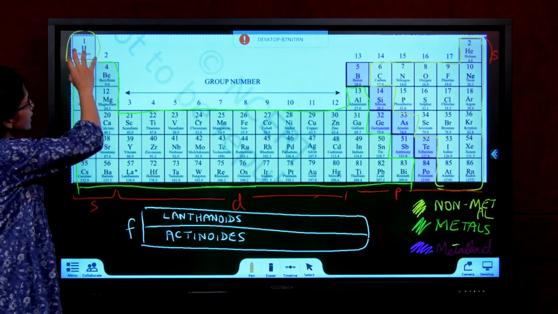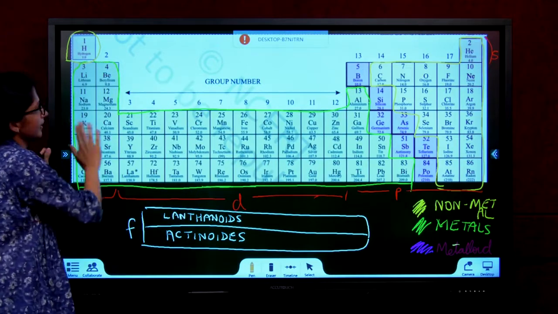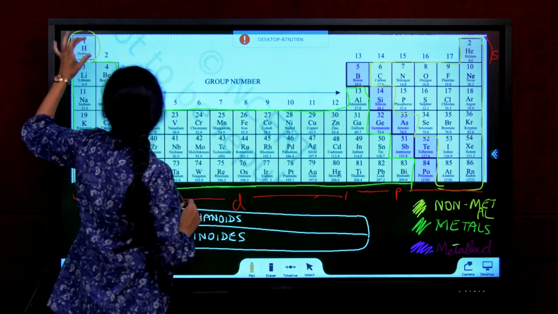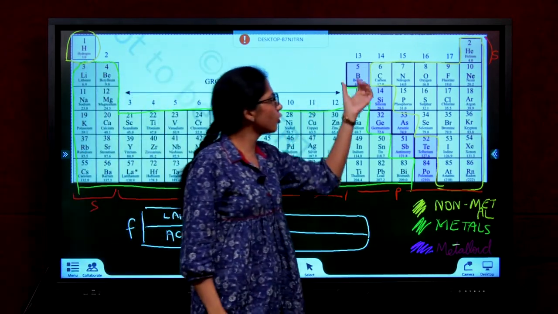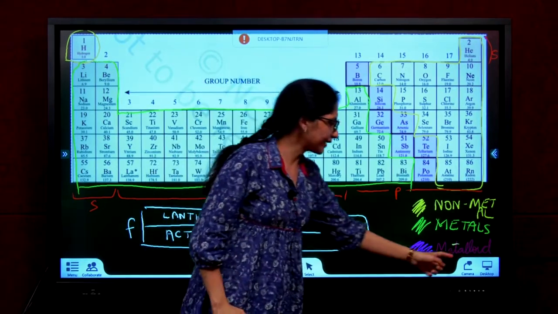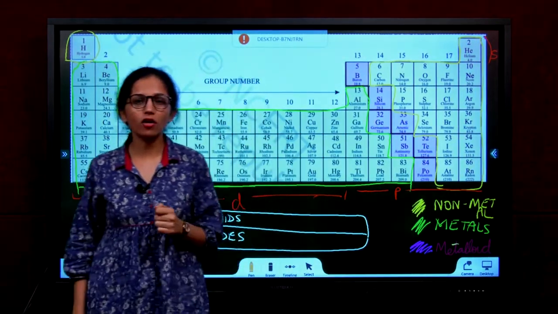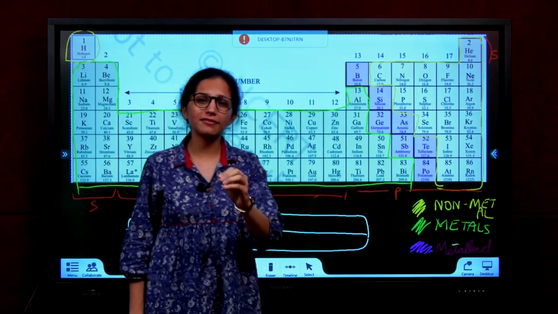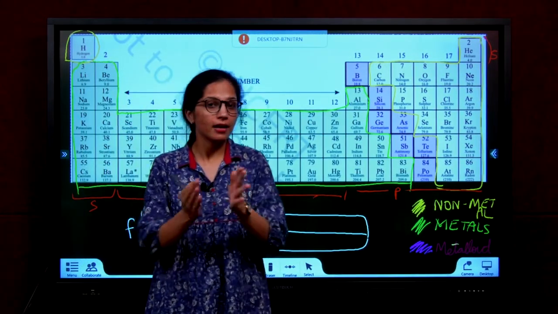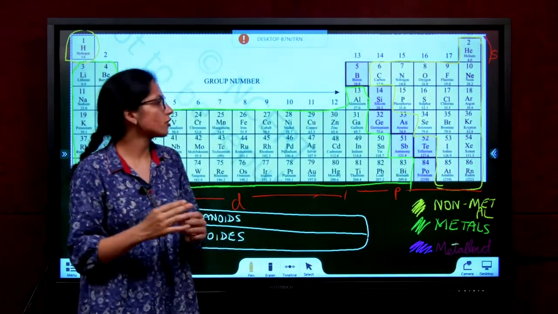Now, as you can see here, I told you all the green are metals, yellow are non-metals, and this is also a non-metal. You can see there are a few pink elements here. These pink elements are called metalloids. What are metalloids? Metalloids are those elements that show properties of metals as well as non-metals.